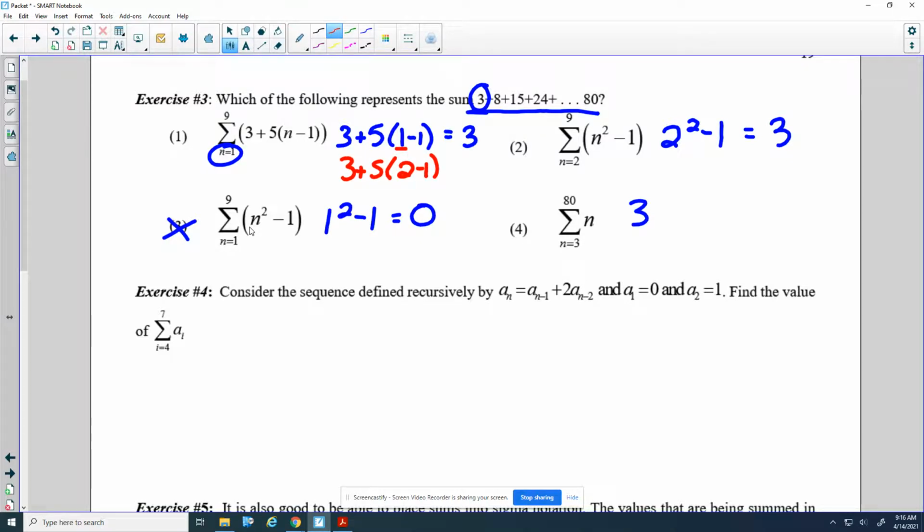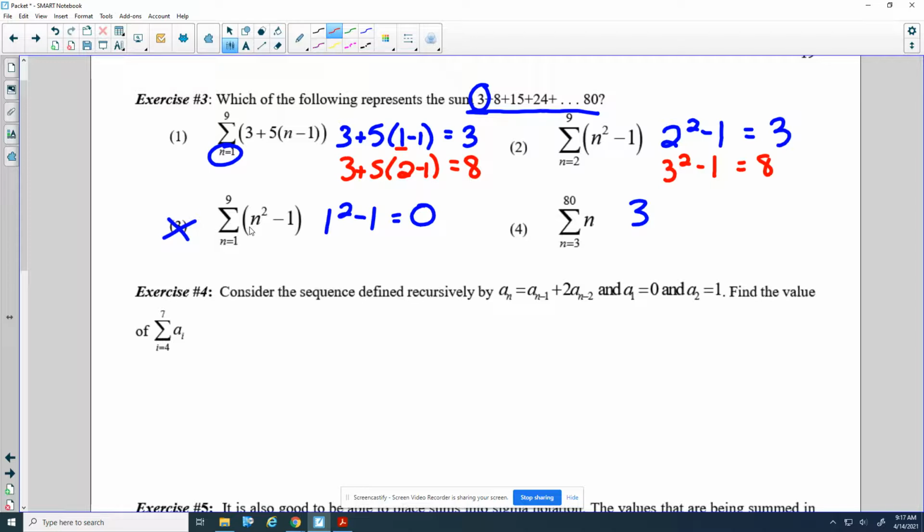So this is 3 plus 5, which does equal 8. So that one's still looking good. Here I need to plug in a 3. So 3 squared minus 1 equals 8. So that also looks good.